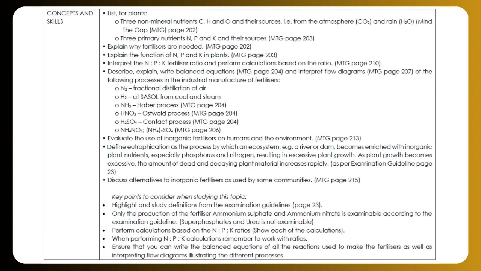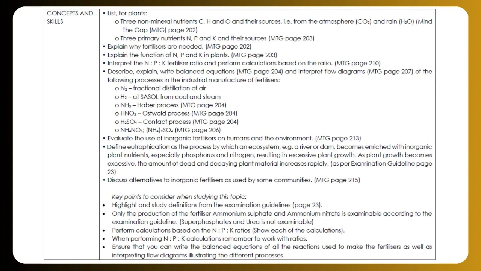Describe, explain, write balanced equations, MTG page 204, and interpret flow diagrams, MTG page 207, of the following processes in the industrial manufacture of fertilizers: O2 and N2, fractional distillation of air; H2, at Sasol from coal and steam; NH3, Haber process, MTG page 204; HNO3, Ostwald process, MTG page 204; H2SO4, Contact process, MTG page 204; and NH4NO3 and (NH4)2SO4.